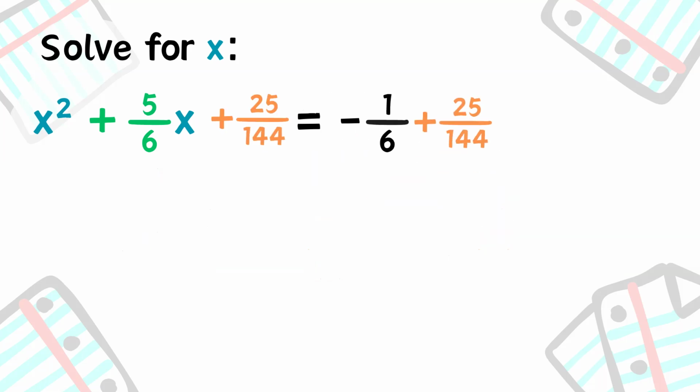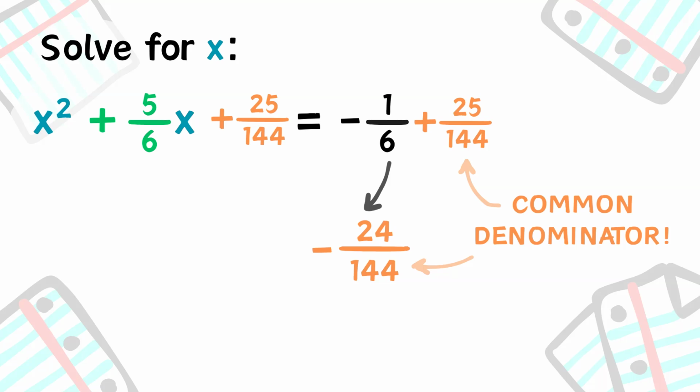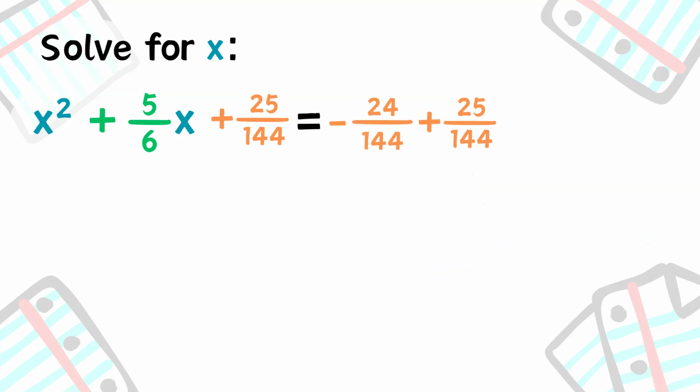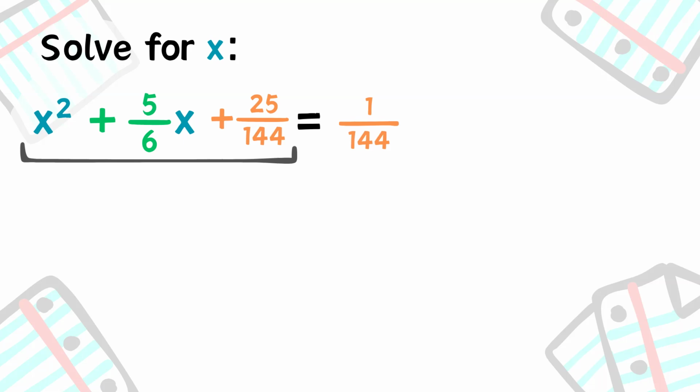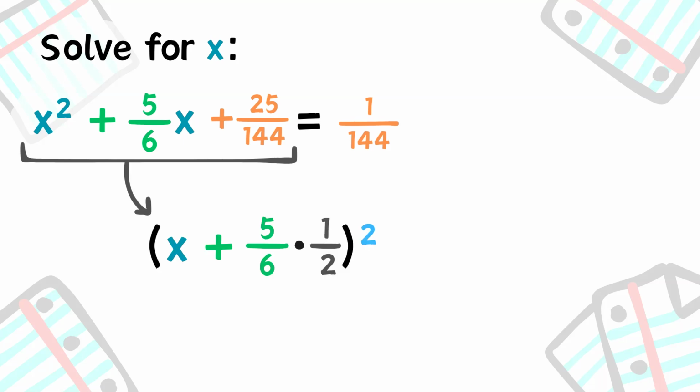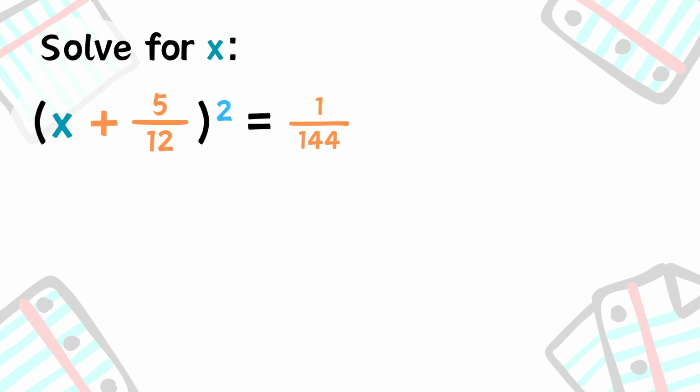On the right, to write negative 1 over 6 with a common denominator, we'll have to multiply by 24 over 24. This gives us negative 24 over 144 plus 25 over 144. Adding the numerator, we get 1 over 144. And on the left, we know that the quadratic can be rewritten as x plus half our coefficient squared. This is x plus 5 over 12 squared. And we've completed the square.